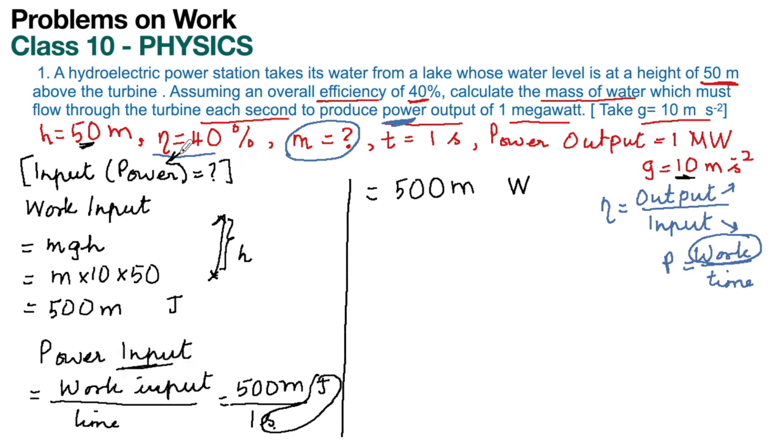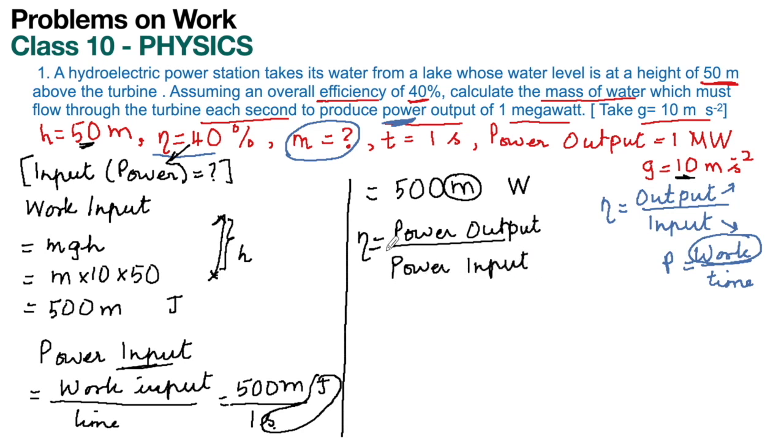Now we have been given efficiency. So we need to connect what is known with what is unknown. So input has this M quantity which is unknown. So we are going to write efficiency is equal to power output upon power input.